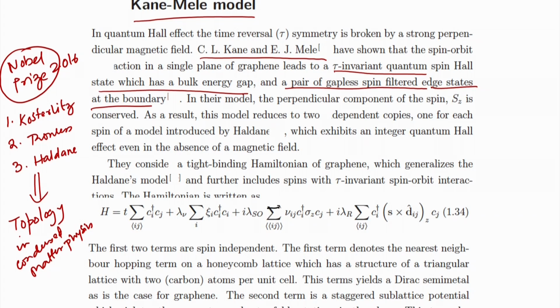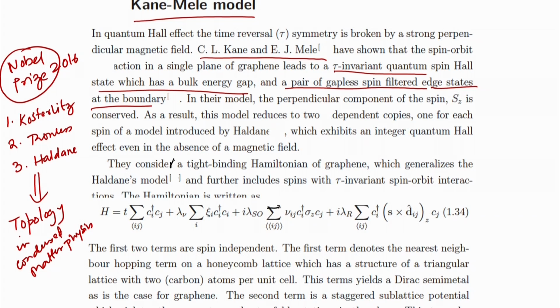That simplifies the discussion, because now the model reduces to two copies, one for each spin, of the model which was introduced by Haldane. As I was telling, it was actually adding another degree of freedom, which is this spin degree of freedom. This model of Haldane exhibits the integer quantum Hall effect in the absence of a magnetic field. So, all this work had been motivated by a seminal paper of Haldane in 88, in which he said that you can also have quantum Hall effect without the presence of an external magnetic field, which otherwise we have been so familiar with.